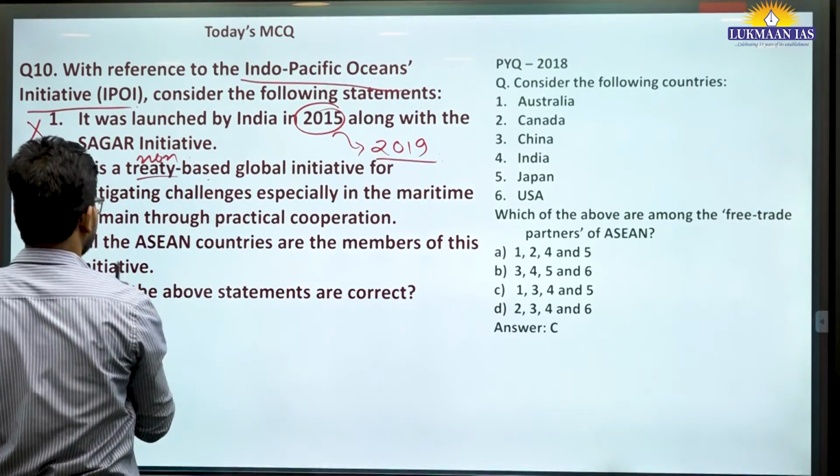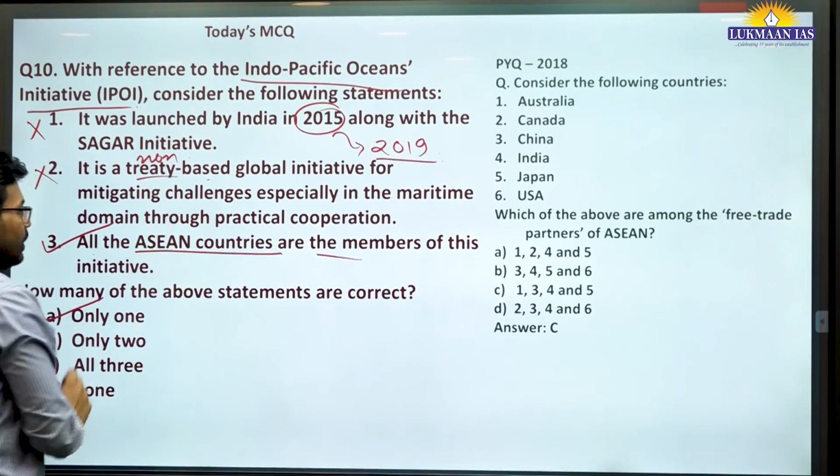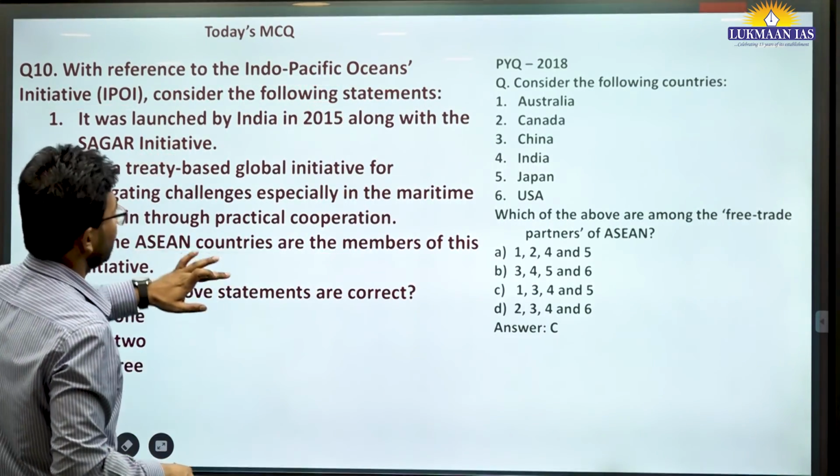All the ASEAN countries are members of this initiative. This statement is right. So only one statement is right. All the ASEAN countries, the 10 ASEAN members, Brunei Darussalam, Cambodia, Indonesia, Laos PDR, Malaysia, Myanmar, Philippines, Singapore, Thailand, Vietnam, and East Timor, are members of it. Apart from this, 8 partner countries are there, that includes Australia, China, India, Japan, South Korea, New Zealand, Russia and the US. The correct answer is option A, 1 only.